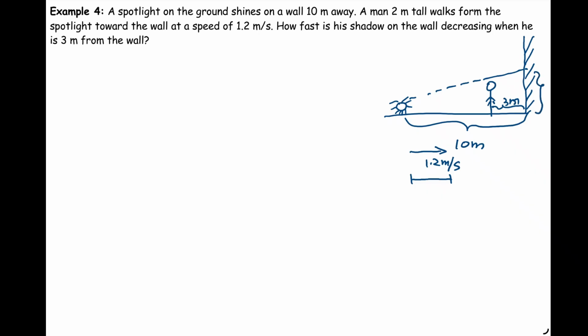Rate of change. So in this question, we need to introduce the person's distance from the spotlight as X, and the shadow's height on the wall is H. So we are going to see the given information: from the spotlight to the wall, SW is 10 meters. And the person's speed. So we are going to introduce X as the person's distance from the spotlight.